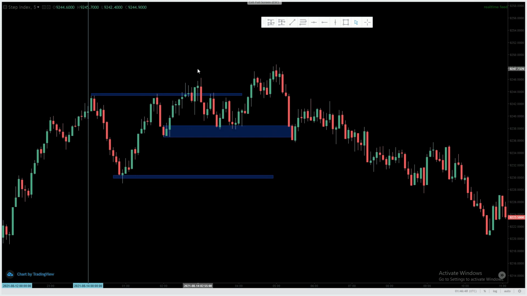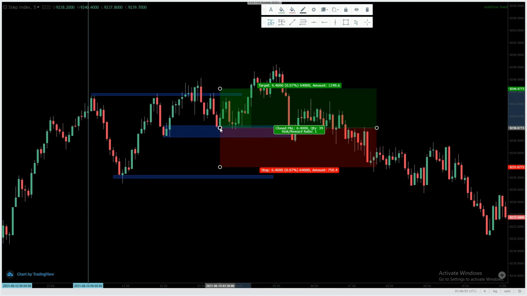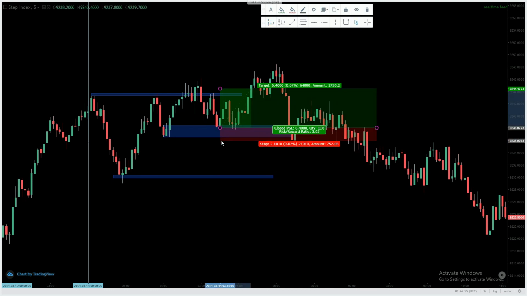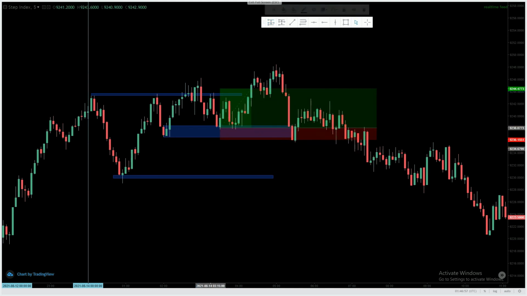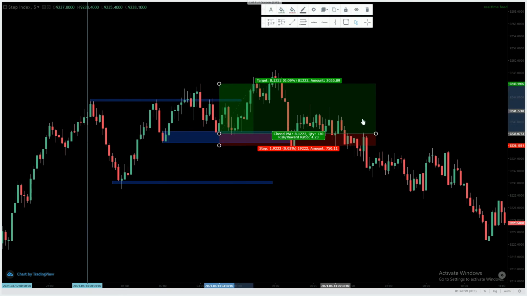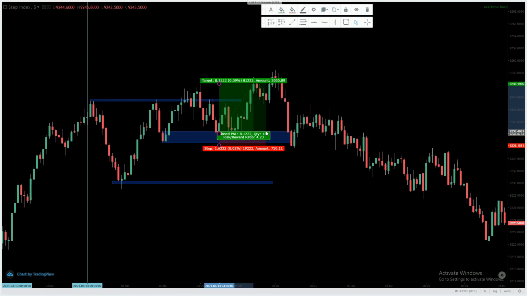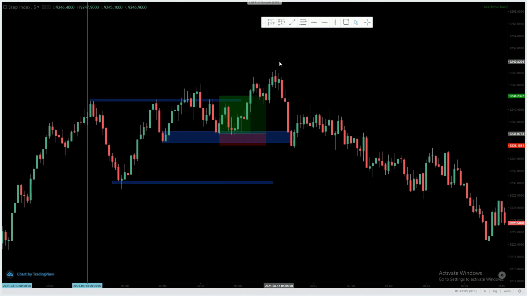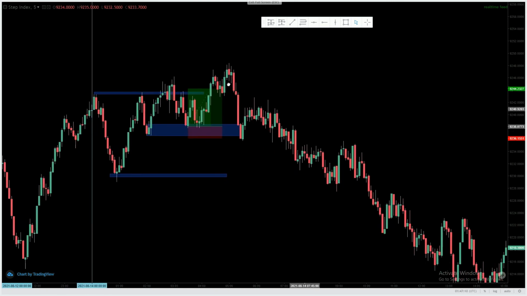Now we are interested to go up, and if we take a trade somewhere around here and put our stop loss just below, we are good to go. That's more than a 1 to 3 risk to reward ratio. As you can see, beautiful, just like that. So every day you can find a trade, guys.